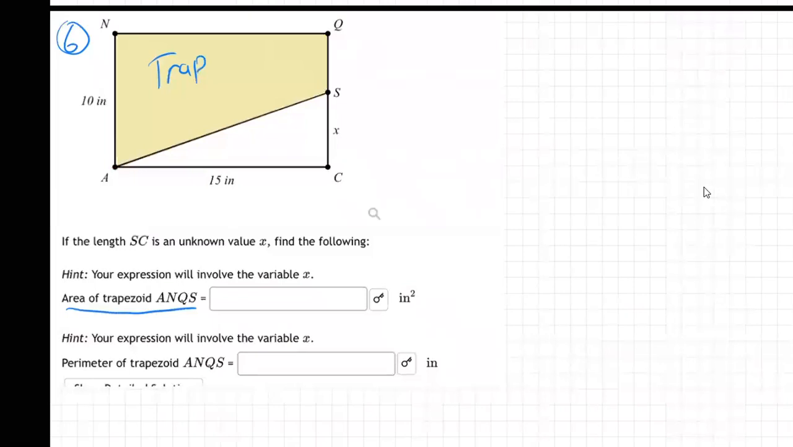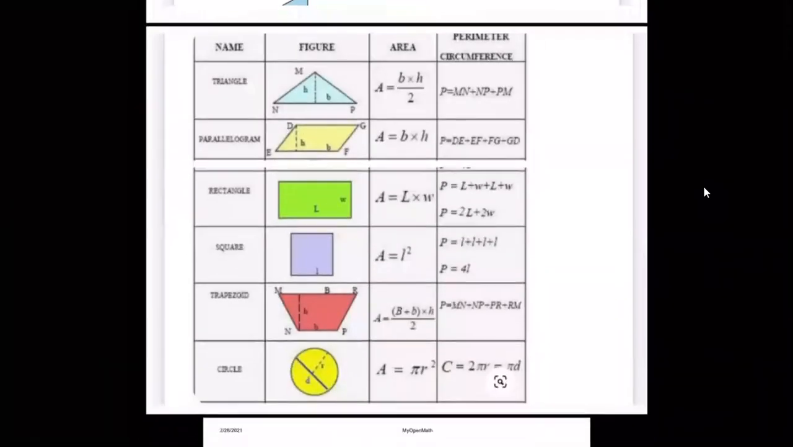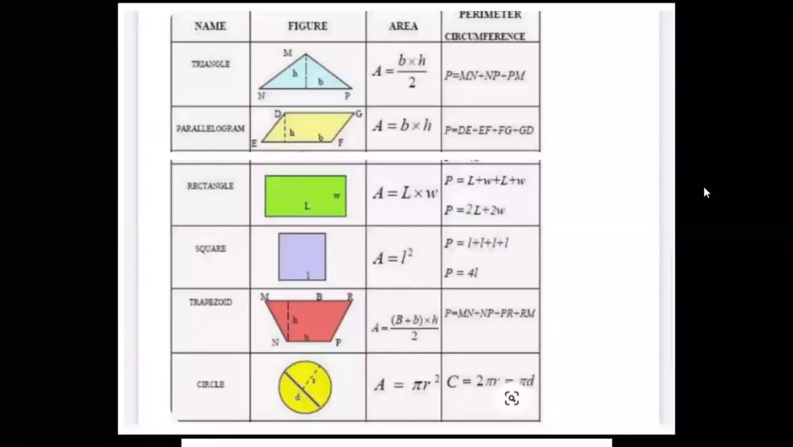So how do we find the area? And they say, hint, your expression will involve the variable x. So we're going to have some kind of algebraic expression here, some kind of x expression. So how do we find the area of a trapezoid? Well, if you look down to the formulas from the exam 3 notes, which are really these guys, which I got off the exam 2 notes, the area of a trapezoid formula is right here.